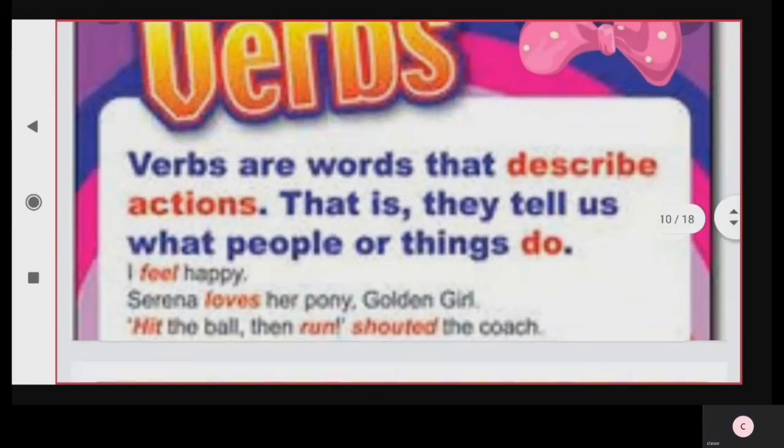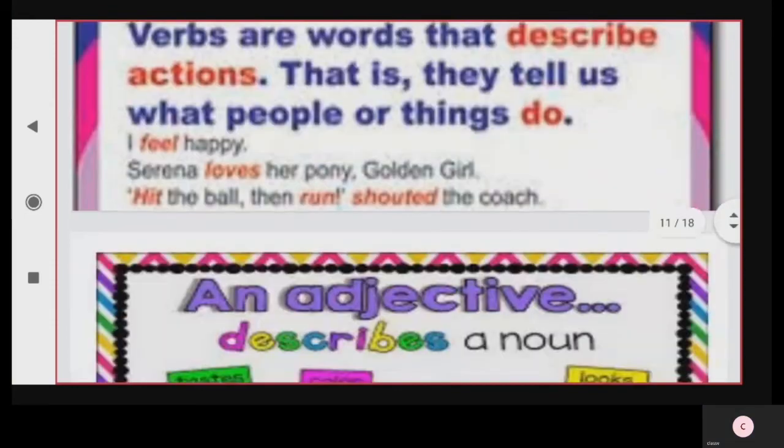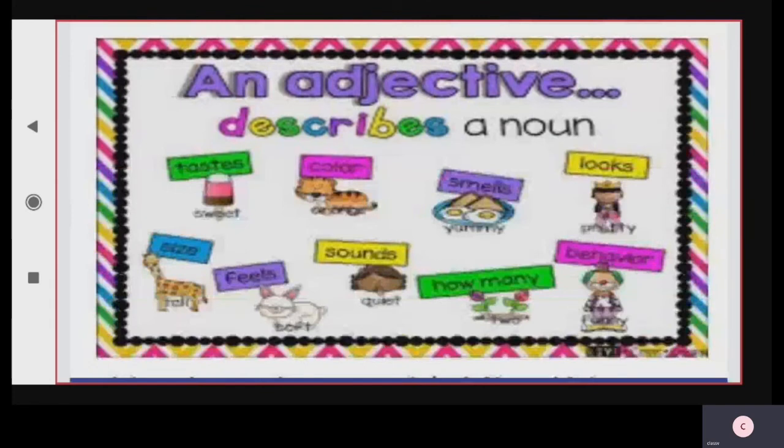Next, an adjective. An adjective describes a noun. An adjective describes anything. How does it taste? What is the color? How does it smell? How does it look? What is the size? How does it feel? How does it sound? How many are they? How is its behavior? Children, in simple words, an adjective is called a describing word.